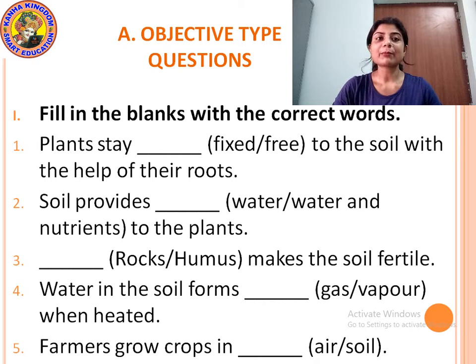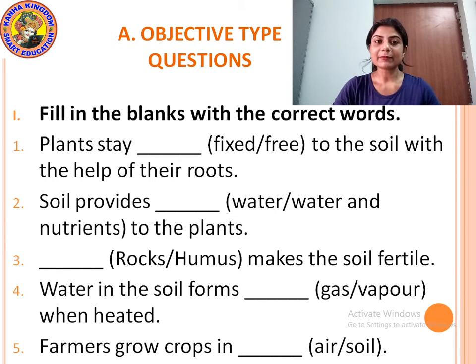Then number 4. Water in the soil forms gas or vapor when heated. When we heat soil, what does it form? It forms vapor. V-A-P-O-U-R. The correct answer is vapor. Water in the soil forms vapor when heated.